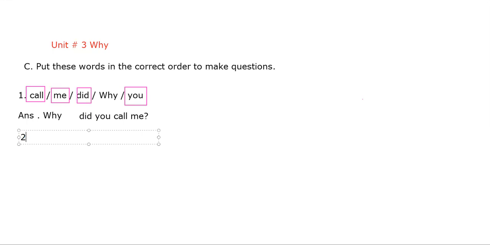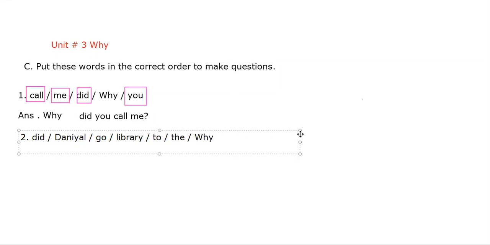So this is the correct way of writing these words in order. Now going to point number two: did / Daniel / go / library / to / the / why. After the word did, you have the word Daniel, then the word go, then the word library, then the word to, then the word the, then why. Finished. Now going to the answer of this point number two.